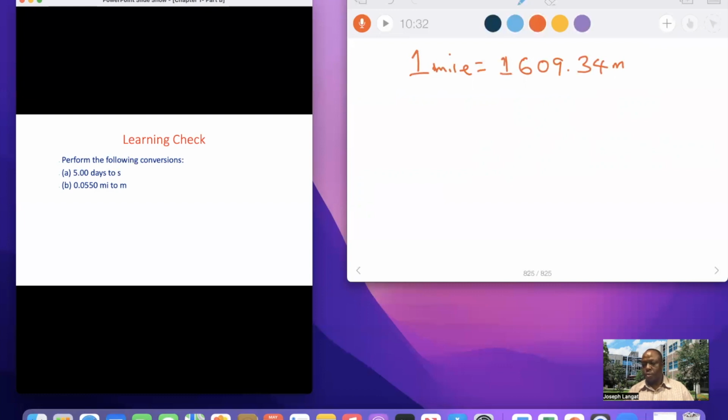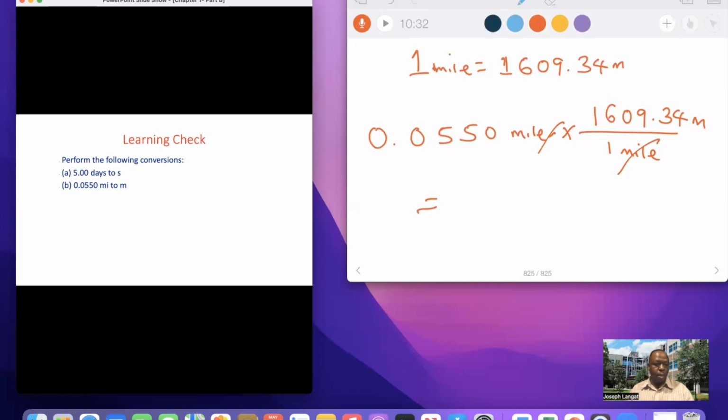So this is what we know. If we have now 0.0550 miles, if I look at this, it has 1, 2, 3 significant figures. Times, I want to get rid of miles, so miles and miles will go away. 3 significant figures. So this is going to be 8, 8. All right. This is not a place of decimal.